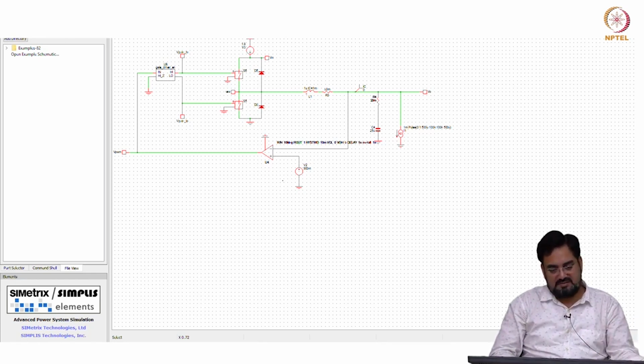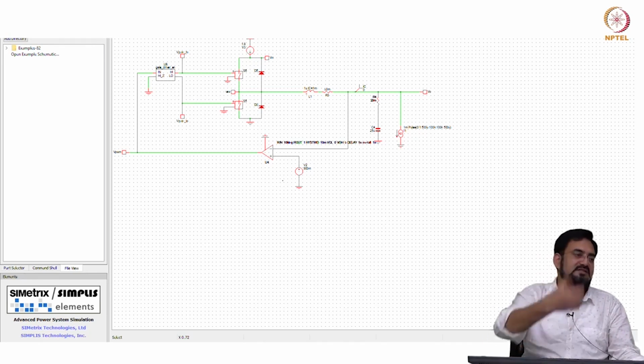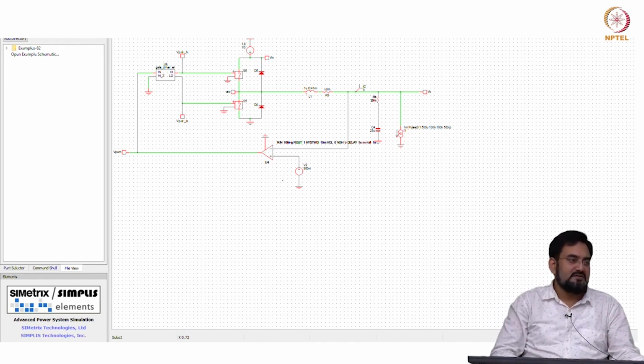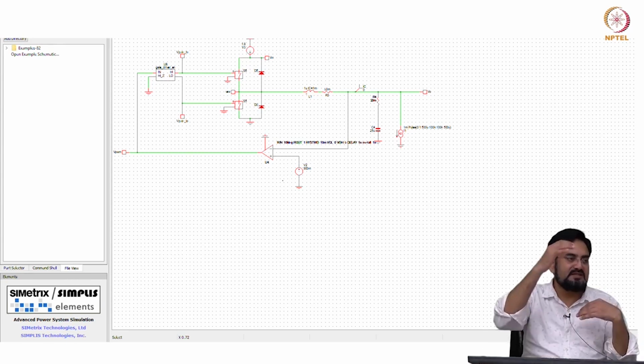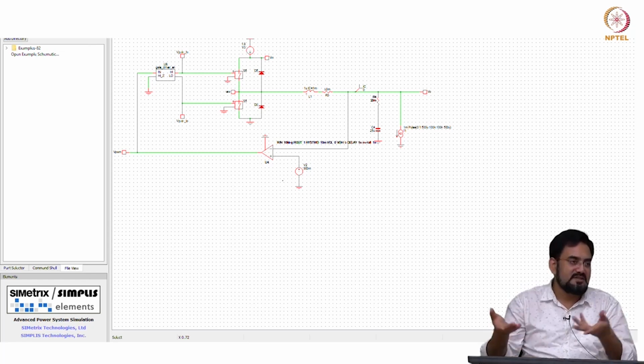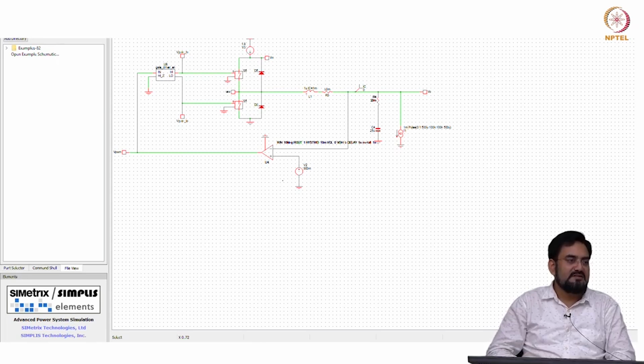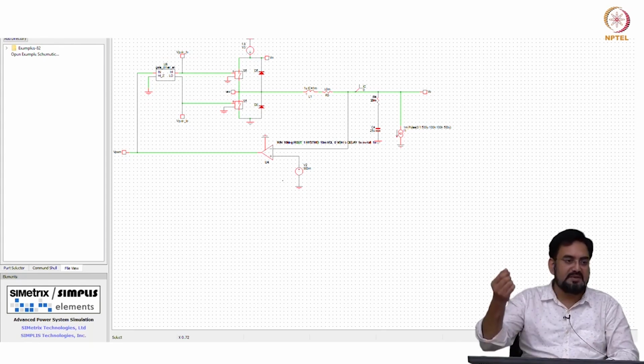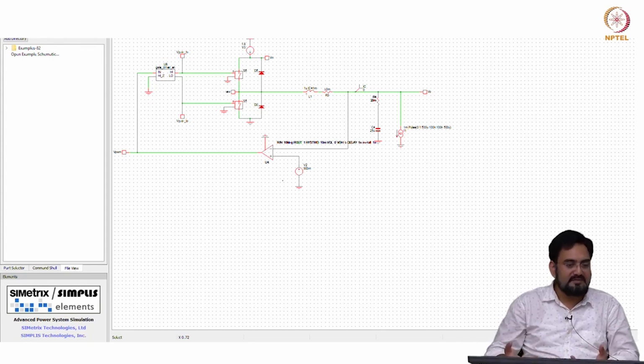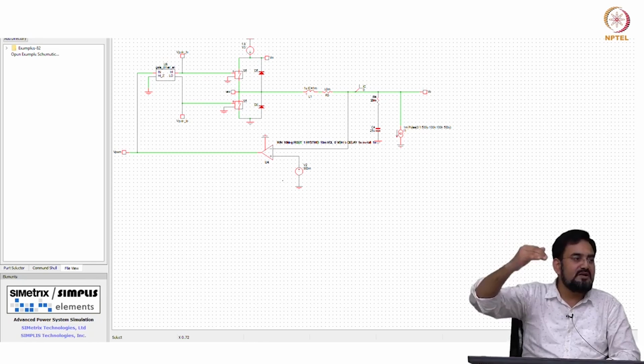So one way is that I should increase the hysteresis window. If I increase the hysteresis window, it means I will get larger output ripple. So there is a trade off between your ripple and your noise, and also if I increase the hysteresis window, then my transient response will also go bad, because now I have to wait 50 millivolt.